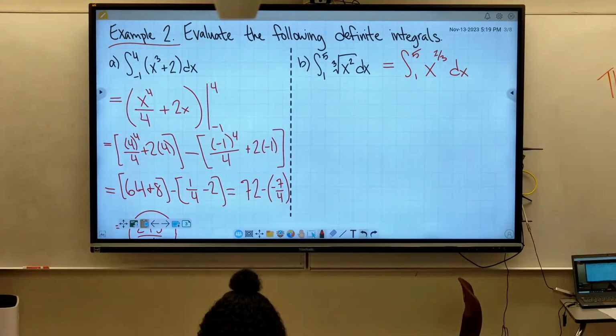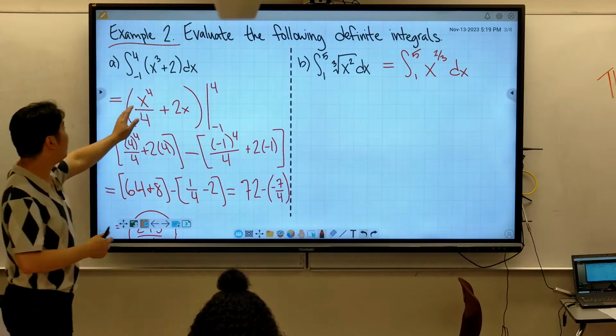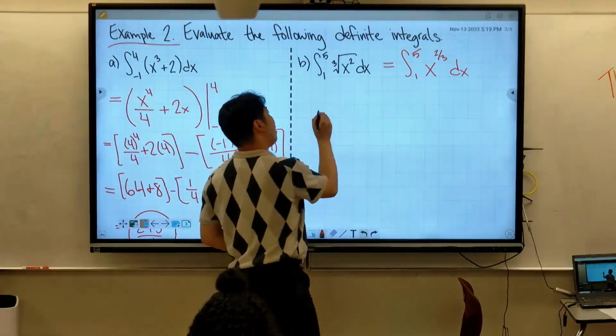So why does that help me? Why did I want to do that if I wanted the antiderivative? Well, because if I write it this way, we can actually just use our power rule for integration. It's x to a power. We know how to deal with those, just like how we did it here on the left.